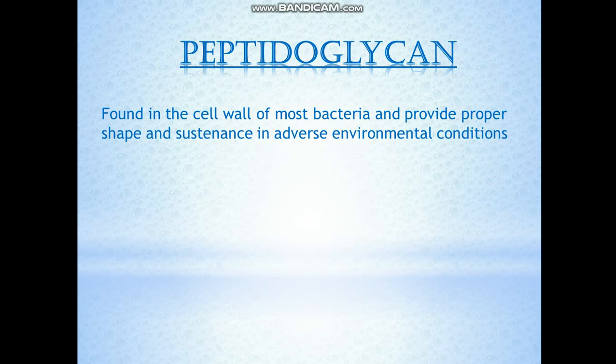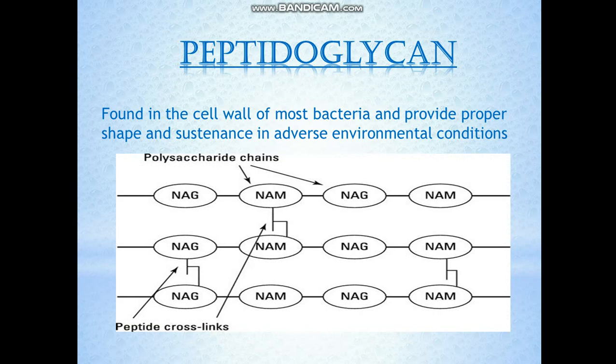Okay, so the cell wall of most bacteria is made up of peptidoglycan, and this peptidoglycan gives them the unique property to resist environmental changes and remain alive, or to form a capsule, if you remember the capsule structure. Now coming on to the repeating units.